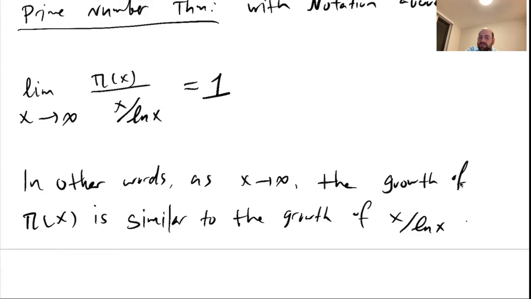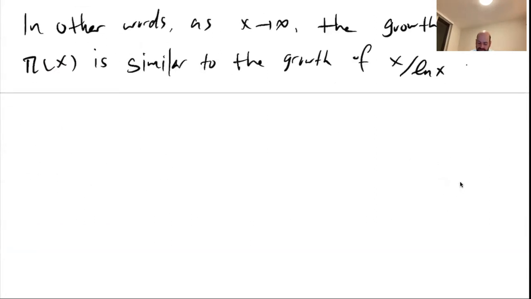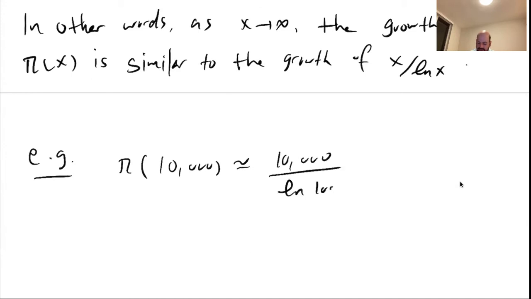No, the prime number theorem says x over ln x is an approximation for pi of x, for the number of primes less than or equal to x. So for example, in the case of 10,000, 10,000 over ln 10,000 is how much? Pi of 10,000 is almost equal to 10,000 over ln 10,000.